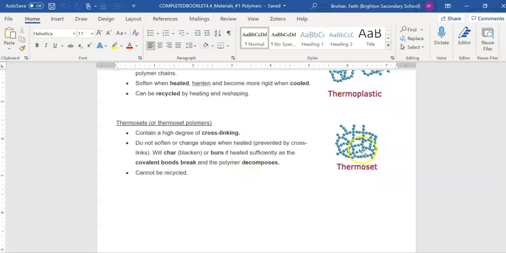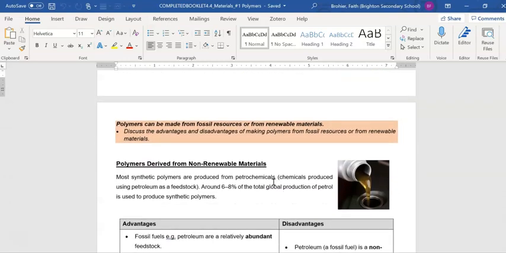Thermosets do contain a high degree of cross-linking. They don't soften or change shape, so they will actually char or burn because what's happening is those covalent bonds are not stretching, they're actually going to break. And so then the polymer itself will decompose and they cannot be recycled.